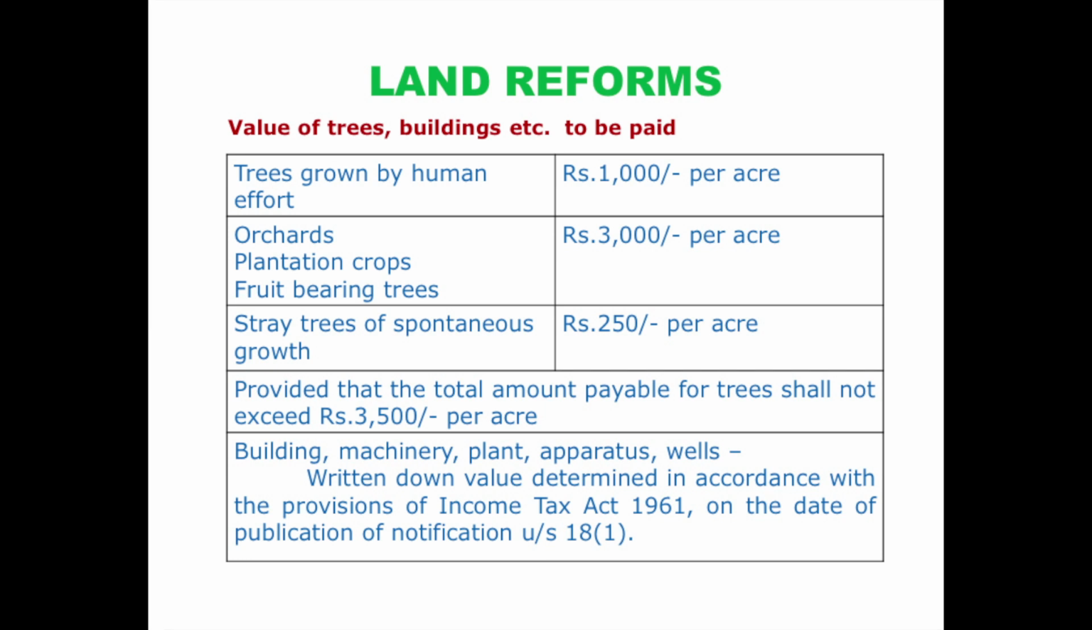Now we will see how to calculate the value of trees that are in existence on the lands acquired by the government. The value of trees is to be determined with reference to paragraph 5 of Part 1 of Schedule 3. For trees grown by human effort, 1000 per acre. For orchards, plantation and fruit bearing trees grown by human efforts, 3000 per acre. For straight trees of spontaneous growth, rupees 250 per acre has to be fixed, provided that the total amount payable for the trees mentioned above should not on the aggregate exceed rupees 3500.